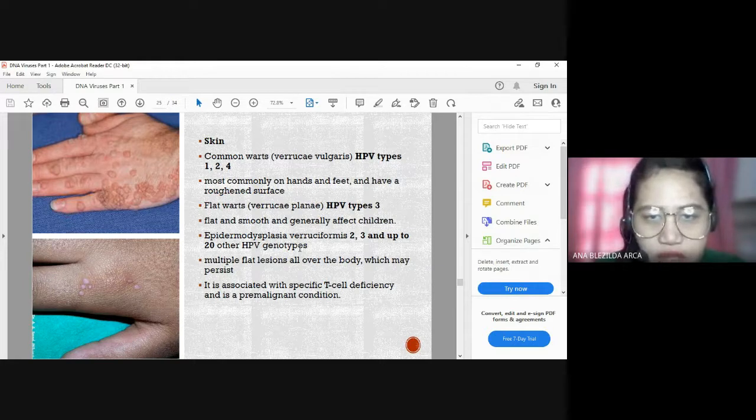May condition called epidermodysplasia verruciformis from HPV 2, 3, and up to 20 and other HPV genotypes, wherein you're going to have multiple flat lesions all over the body. Kapag all over the body na, ang tawag dun ay epidermodysplasia verruciformis.